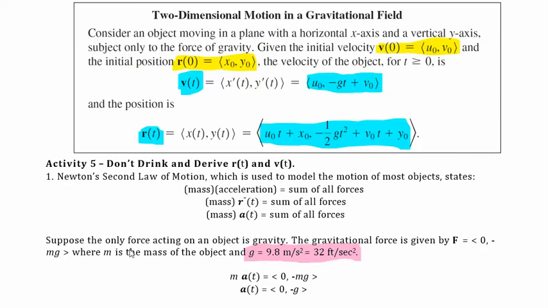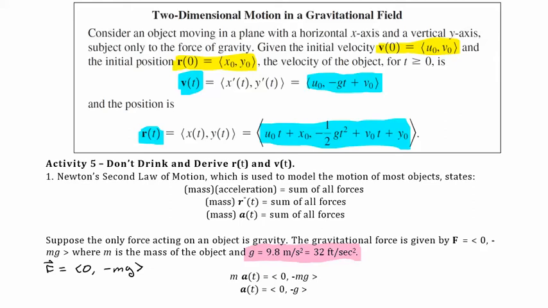So again, remember, we're supposing that the only force acting on the object is gravity. So the gravitational force is given by this vector, capital F, which is 0, comma, negative m times g. Let me rewrite that because my PowerPoint put a little line break in there, which is kind of hard to read. So let's write it down here. So there's our force vector. And again, this force vector is only the force of gravity, not any other forces, okay? The mass times the gravity.